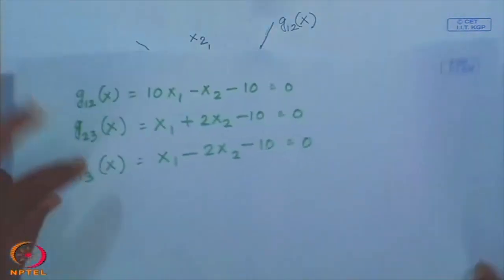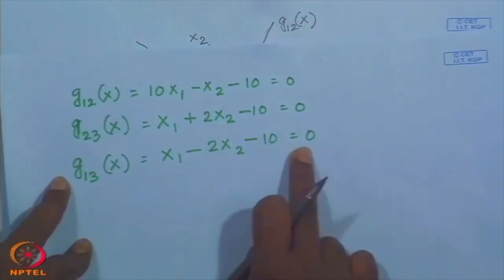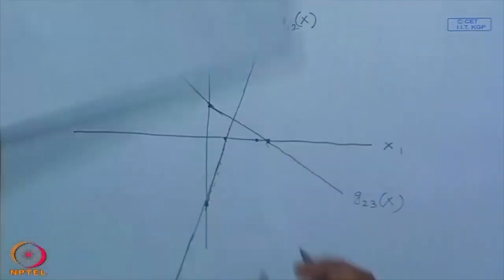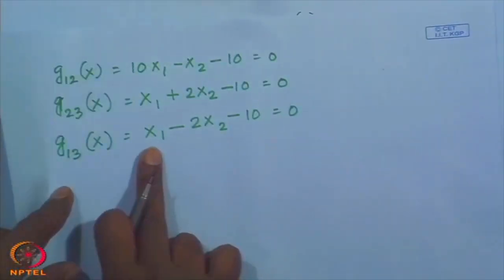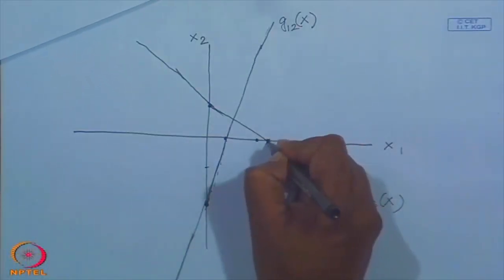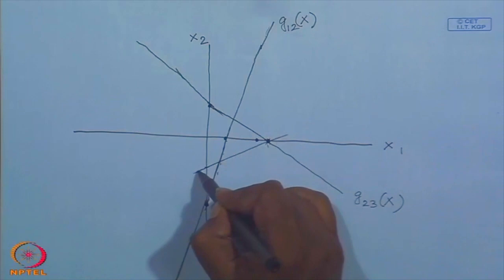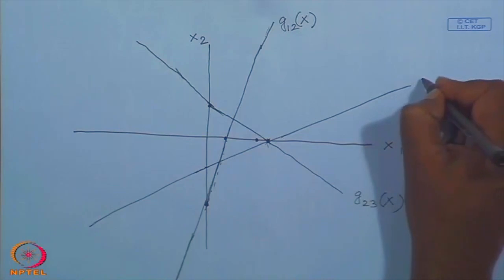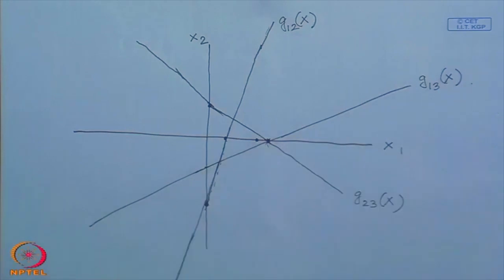And coming to the third one, which is g13x, which is nothing but x1 minus 2x2 minus 10 is equal to 0. So, here you find that if I put x1 is equal to 0, x2 will be equal to minus 5. So, that will be a point somewhere over here. And if I put x2 equal to 0, x1 will be equal to 10. So, that is this point itself. So, I get a straight line which is this. And this straight line represents g13x.